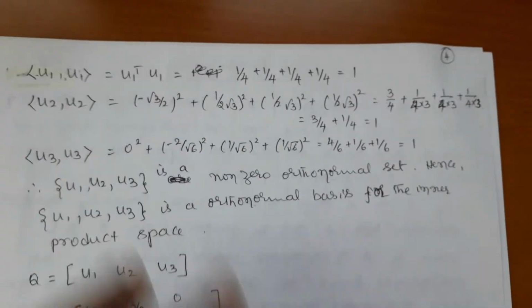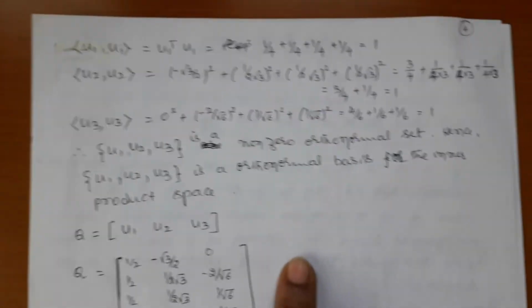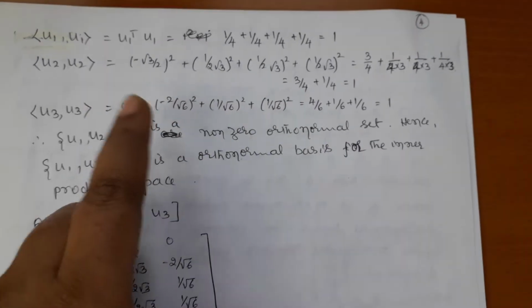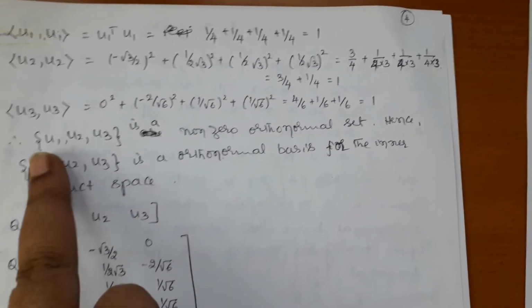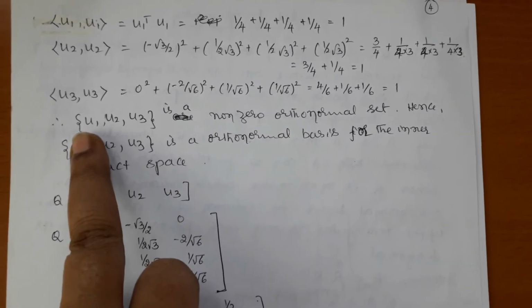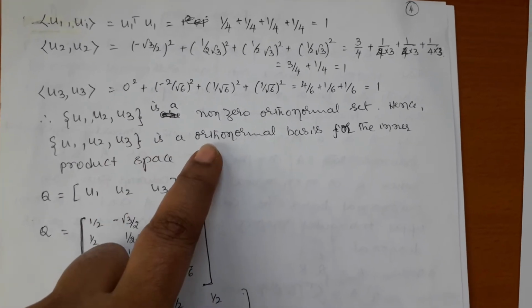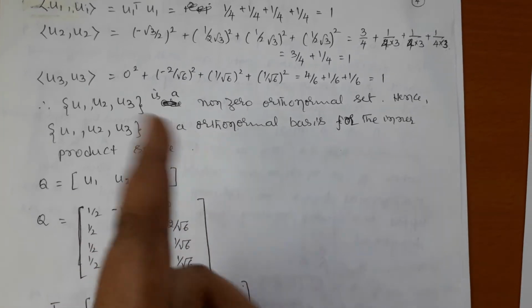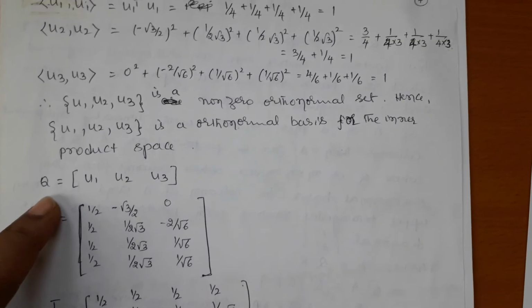What is the inner product of U1 comma U1? It is nothing but 1. Similarly, the inner product of U2 comma U2 we also get 1 after simplification, and the inner product of U3 comma U3 is 1. This shows that U1, U2, U3 is a non-zero orthonormal set, hence an orthonormal basis for the inner product space. Now we have to write what my Q is.